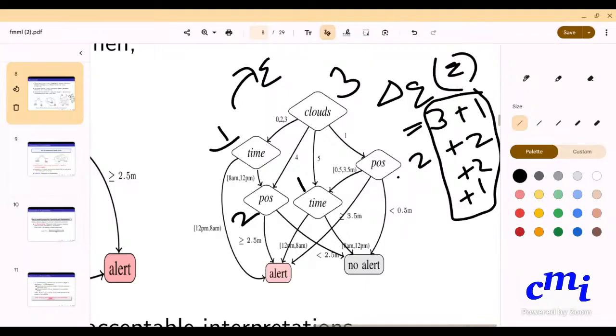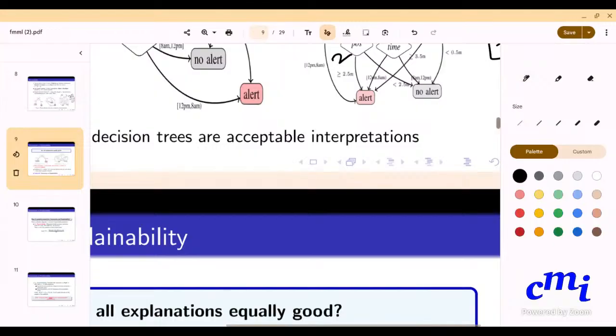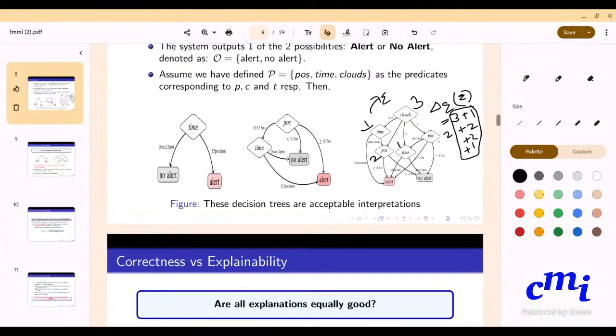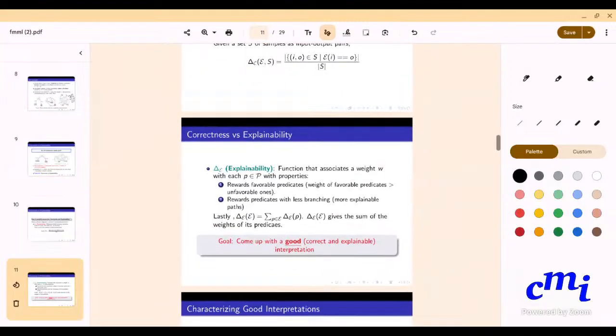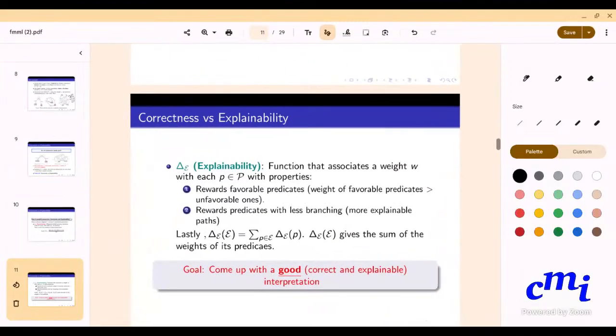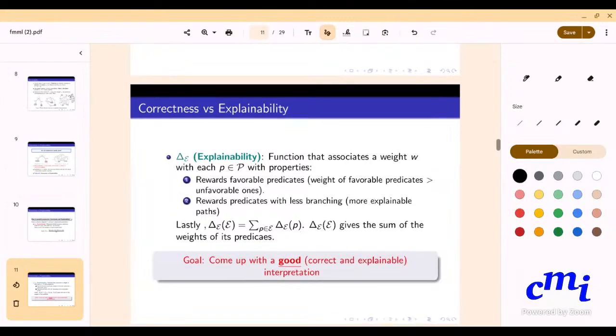So it doesn't take into account the depth of your decision tree? No. That is taken care of separately. This weights thing does not take that into account. So when I'm assigning functions, this is just reflecting the preference of the user.